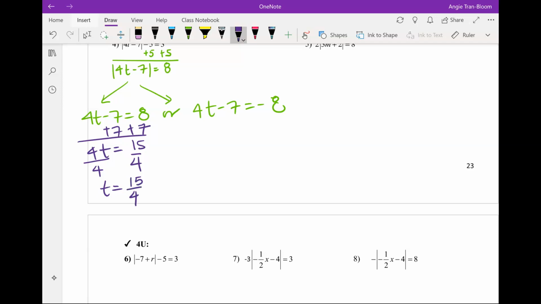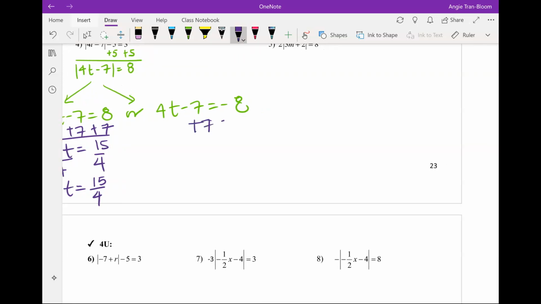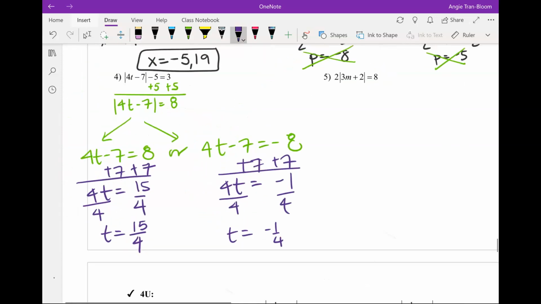Okay, right side. Alyssa, help us solve the right side. Tell us the steps. Add 7, good. Negative 8 plus 7 equals? Good, and then divide both sides by? Good. So this one, Alyssa, t came out to be? Class, can I keep both? Okay, let's check.